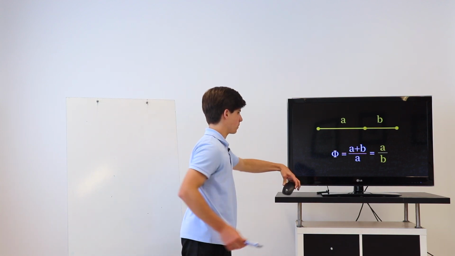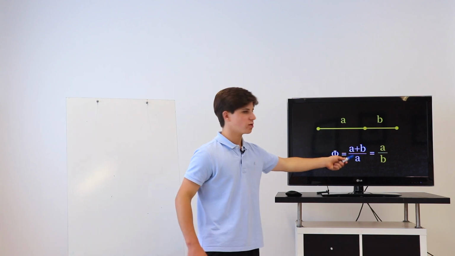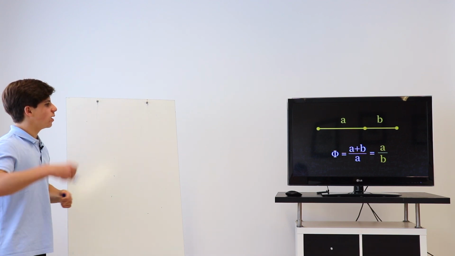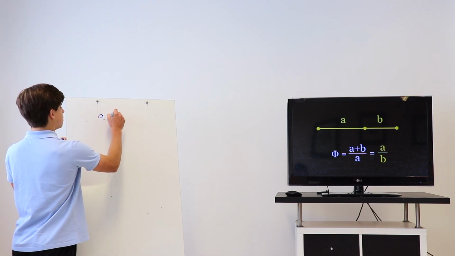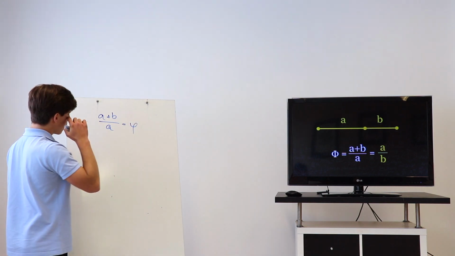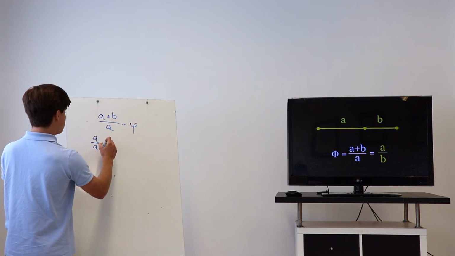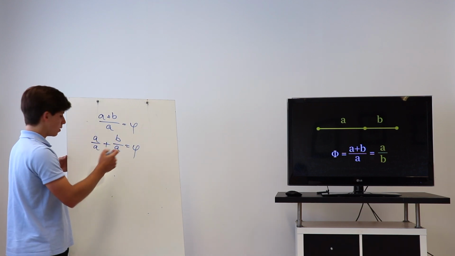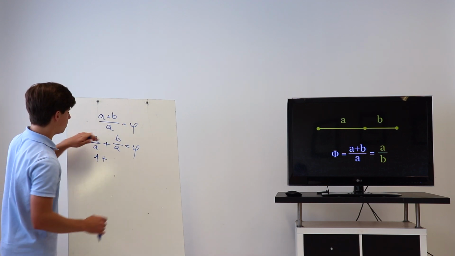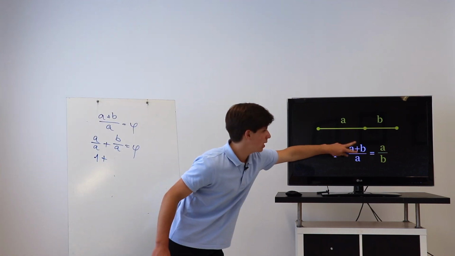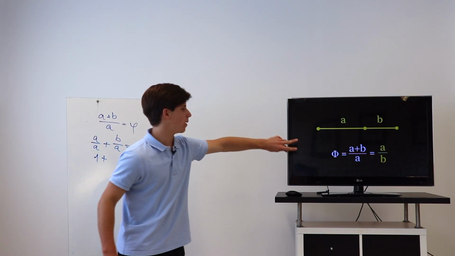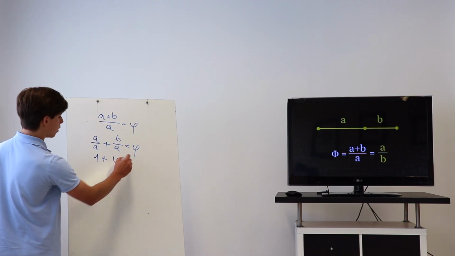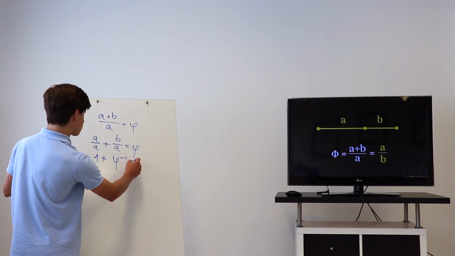Now, how do we get from this expression, from this equation, to the actual number, to 1.61 and so on? So we have that A plus B divided by A equals phi. And therefore, A divided by A plus B divided by A equals phi. A divided by A would be 1, and B divided by A is the opposite of A divided by B. And if A divided by B is phi, then B divided by A would be phi to the minus 1, the opposite of phi. This equals phi.